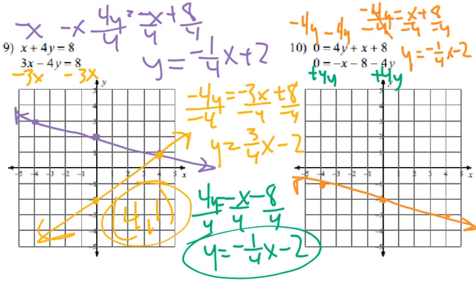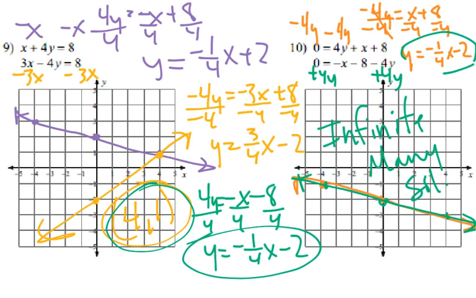Now notice, we've got the same exact line. So if I graph it, same exact place, so they're overlapping. This is our third type of answer. When they're the same line, so they overlap, so they're always intersecting, so we say it has infinite or many solutions.